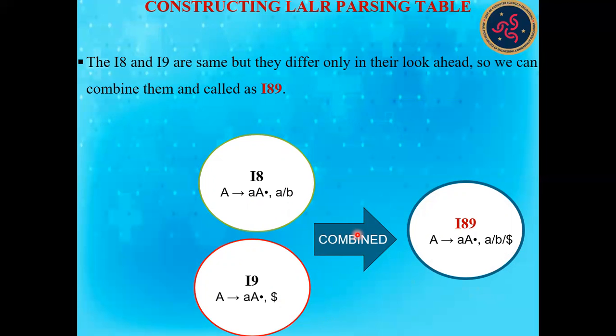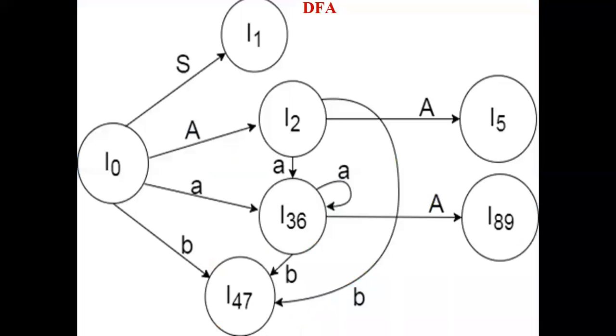So we can construct a new DFA with the combined states. I have represented the new state numbers here. This is just the same as the previous diagram, but the only thing is we have combined the states. Here 3 and 6 are combined as I36, I8 and I9 are combined together as I89, and I4 and I7 are combined together as I47. So this is the DFA for the LALR parser.